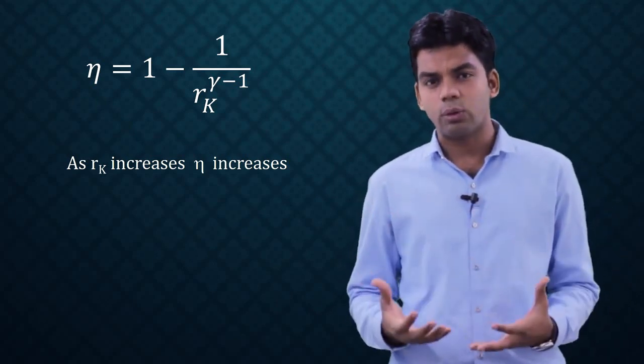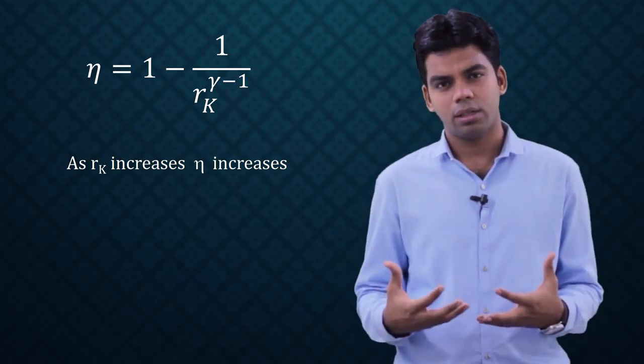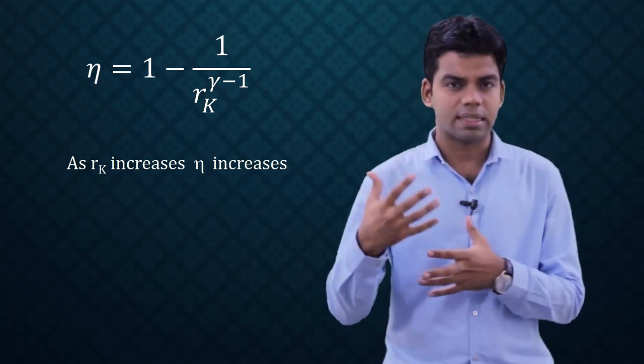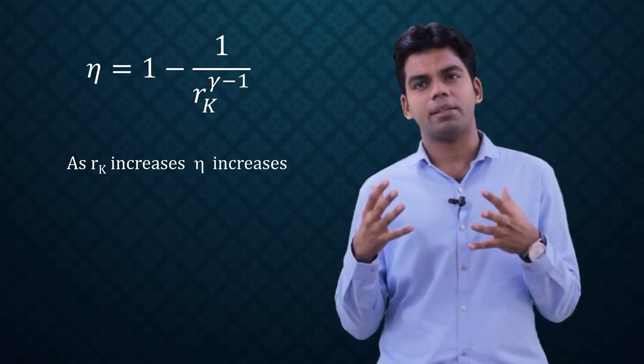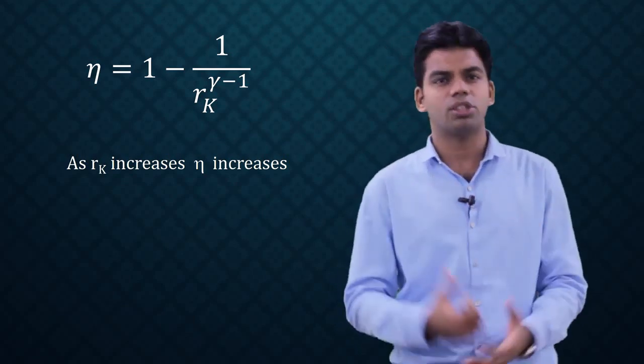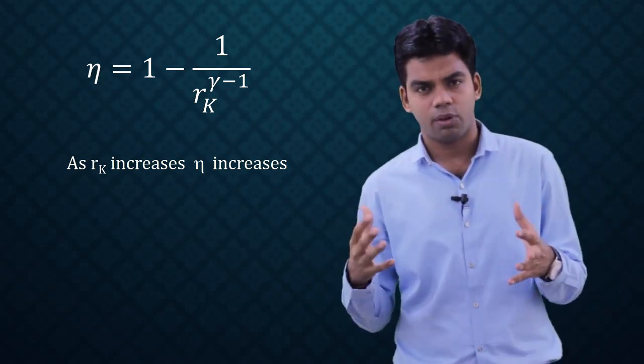So this is one way to increase the efficiency, but is it the effective way? Because after increasing the compression ratio beyond a certain level, it will cause pre-ignition and knocking. Now what is this pre-ignition and knocking? If we are increasing the engine size beyond a certain level, the pre-ignition will occur. Now what actually is this pre-ignition? Pre-ignition आखिर होता क्या है?